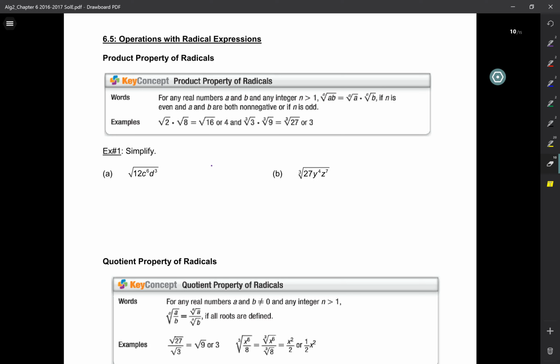In this section, we're talking more about radical expressions. So let's talk about properties of radicals.